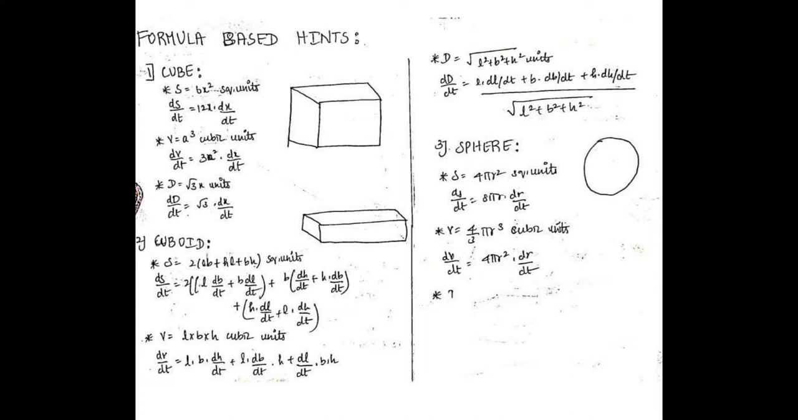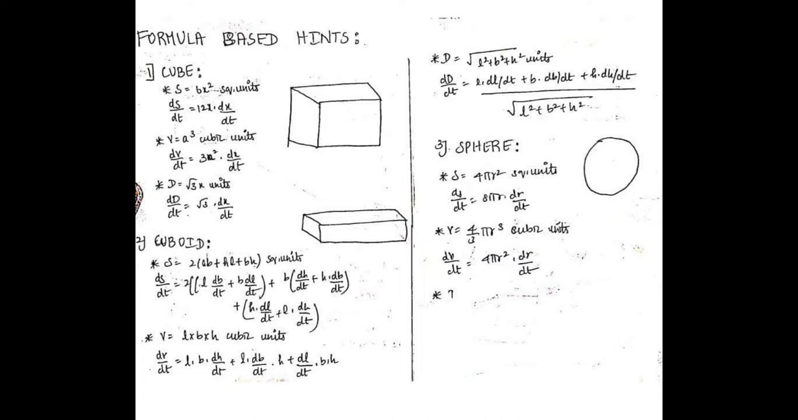Diagonal is equal to the root of l square plus b square plus h square units. dd by dt is equal to l into dl by dt plus b into db by dt plus h into dh by dt, divided by the root of l square plus b square plus h square.